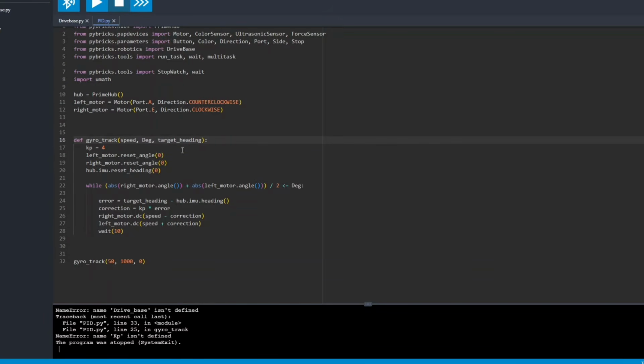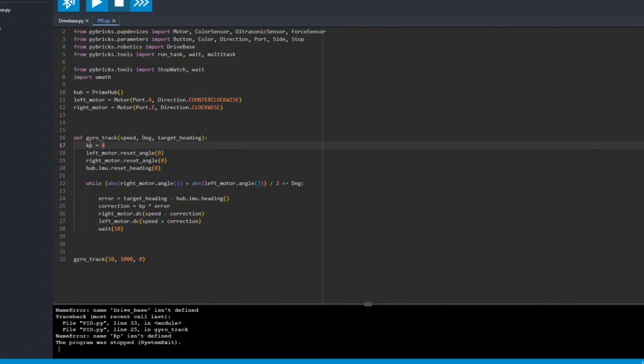Let's wrap everything in a function. It takes 3 parameters. Speed is how fast your robot drives. Degrees is how far it should travel in motor degrees, and target heading is the angle we want to stay on. Usually it's 0, straight ahead. And then this part should be set up before the loop. There is my coefficient of the proportional part, and then both motors reset to 0 so we can track the distance, and the gyro resets to 0 so our starting direction becomes the reference point.